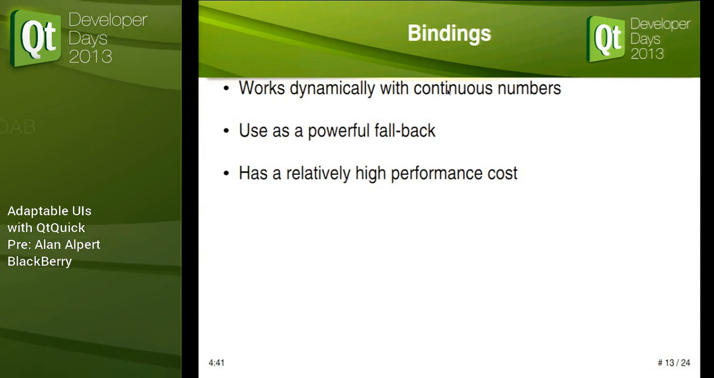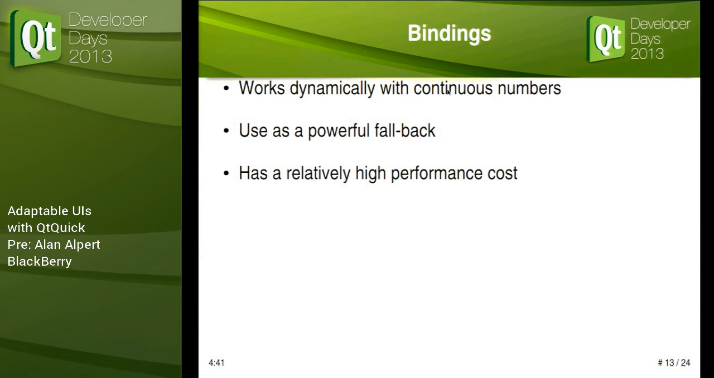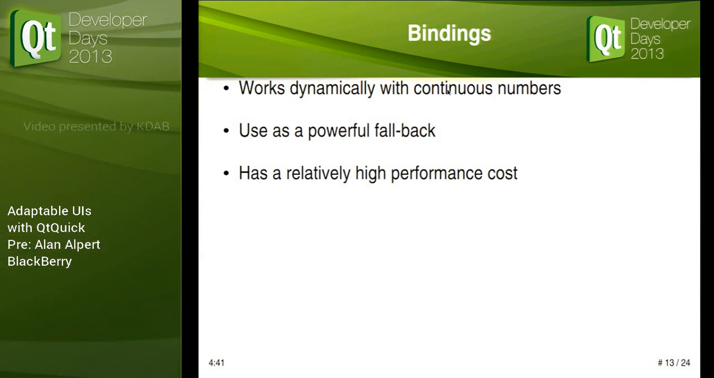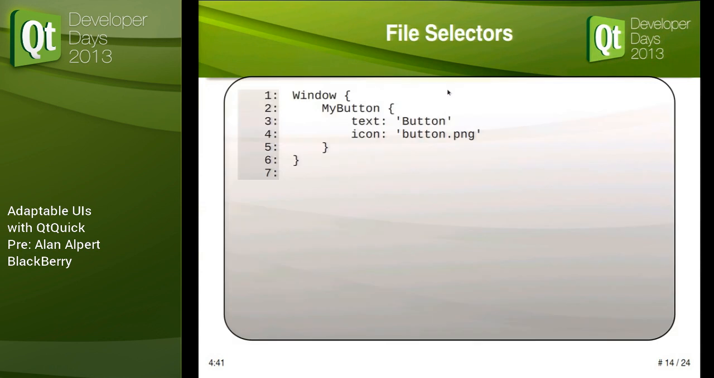Now, it's the death of 1,000 cuts problem. An individual binding isn't really that expensive, but when you create a UI composed of so many bindings, then the cost does add up, and a binding will never be as fast or as efficient as just having a fixed pixel value. So you do have to watch out with overusing them.